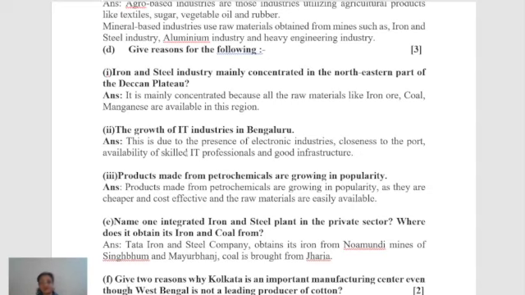Come to the next question. Products made from petrochemicals are growing in popularity. What is the reason for that? Products made from petrochemicals are growing in popularity because, number one, these are cheaper, right? They are cost effective. The raw materials can be easily made available anywhere, right? So this industry can be established anywhere in the world.